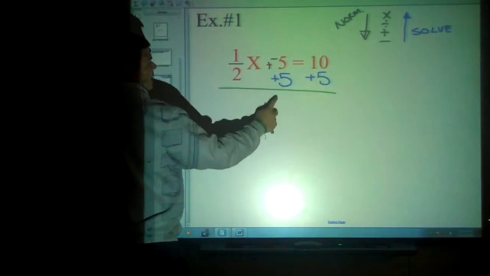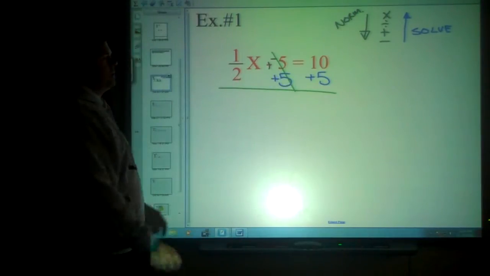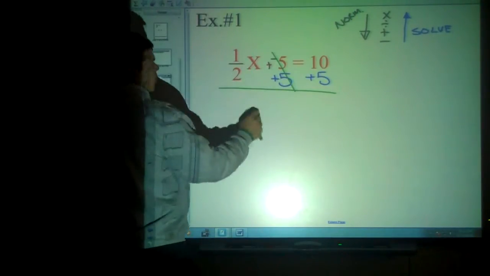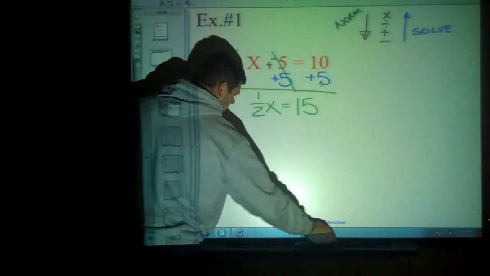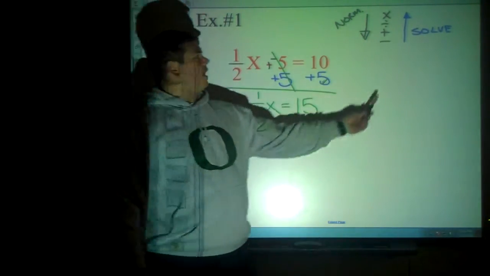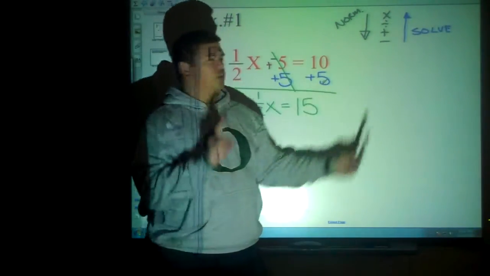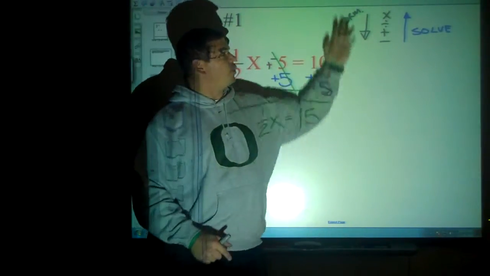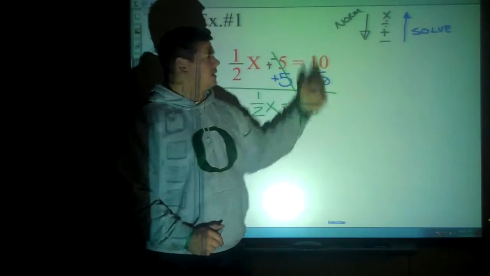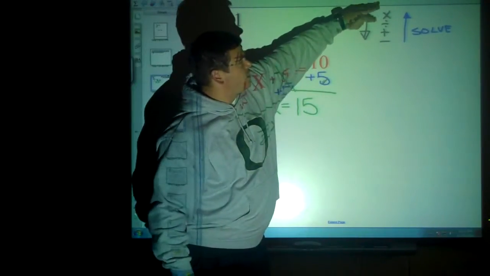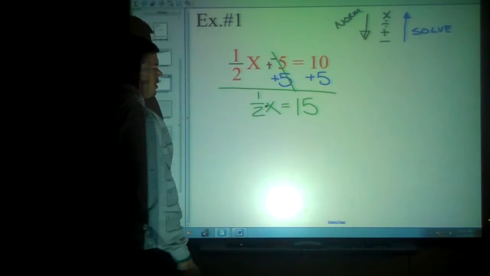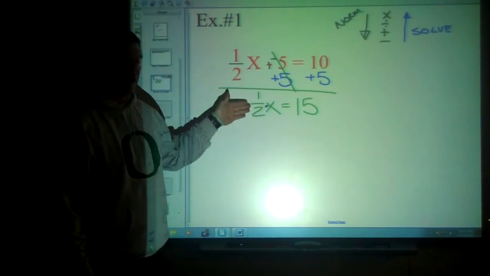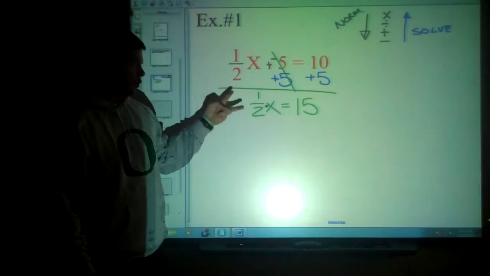So now the -5 and the positive 5 are opposites. They cancel each other out. And I'm left with 1/2 x is equal to 15. So what I've done is I've taken care of this addition and subtraction part first, because solving is reversing the order and doing the opposite. Now I need to take care of any division or multiplication, and in between the 1/2 and the x is multiplication. We know that anytime we want to get rid of a fraction, we can multiply by its reciprocal.